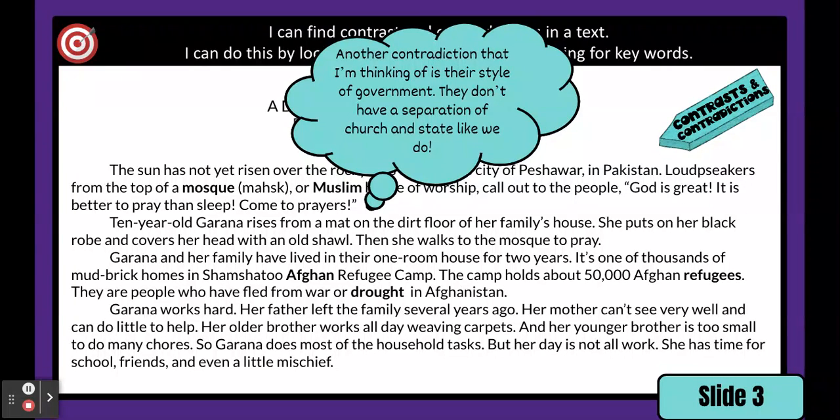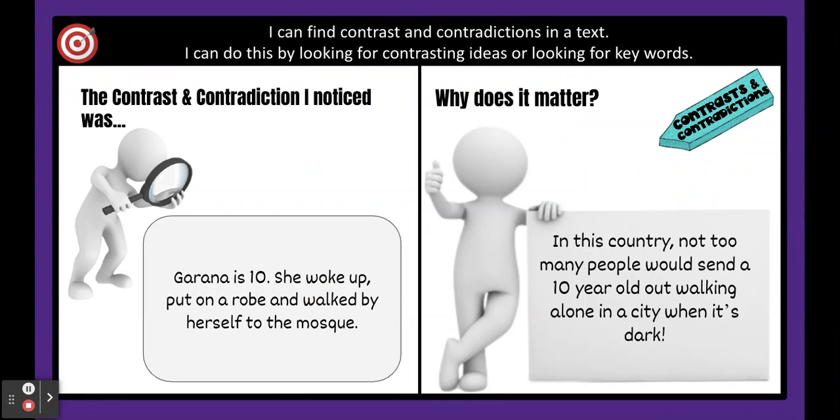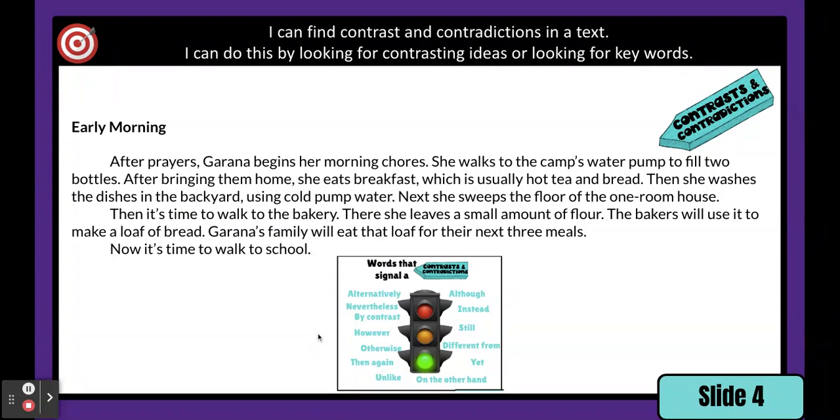So another contrast and contradiction I noticed is that Garana is 10, and she woke up, put on a robe, and walked by herself to the mosque. And why does this matter? In this country, not too many people would send a 10-year-old out walking alone in a city when it's dark. So that seems really different from my own experience. Let's read some more.